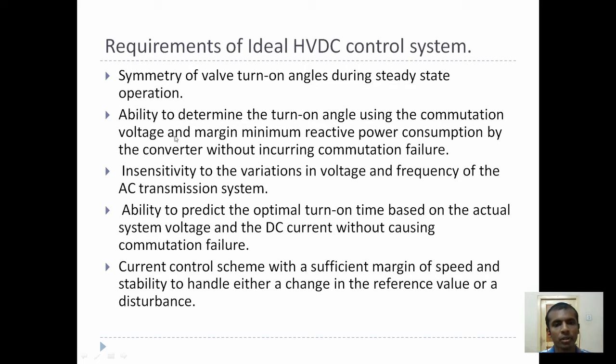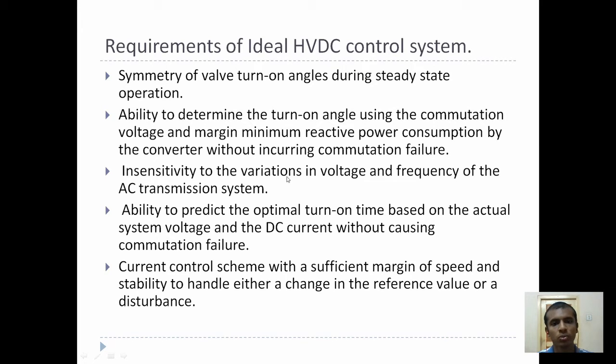Ability to determine the turn on angle using commutation voltage and margin minimum reactive power consumed by the converter without incurring commutation failure. Margin minimum reactive power consumption is the minimum value obtained when a graph is drawn between the voltage and the reactive power consumed by the converters. So these two should not affect commutation.